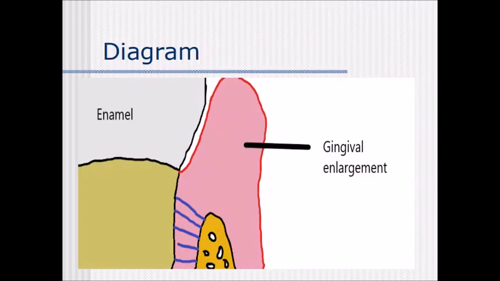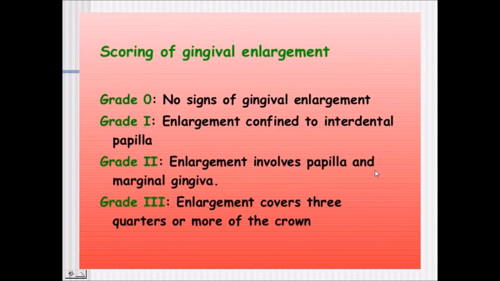And in order to score good marks, we can draw the diagram because it's very easy to draw. In this diagram, we have shown the gingival enlargement. And coming on to the scoring of gingival enlargement: grade 0, grade 1, grade 2 and grade 3. In grade 0, no sign of gingival enlargement; grade 1, enlargement confined to interdental papillae; grade 2, enlargement involves papillae and marginal gingiva; and grade 3, enlargement covers 3/4 or more of the crown.